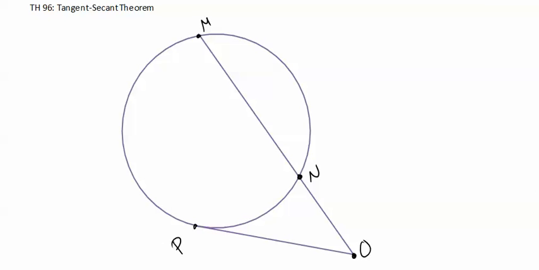The second theorem is the tangent-secant theorem. Again, if I draw 2 lines creating 2 triangles and 1 larger triangle, you'll notice that if I look at the larger triangle and this smaller triangle, they both share angle O, so they have angle O congruent.